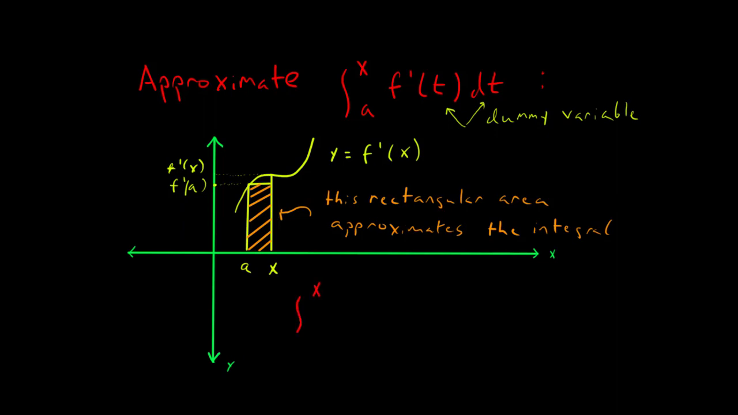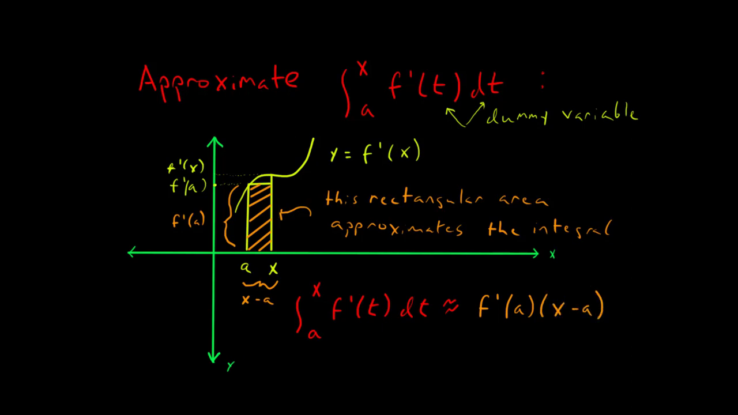It would be possible to draw the function in such a way that it overestimates. But at any rate, we can assert that the integral from x to a of f prime of t dt is about equal to, within some error, this rectangular area, which is calculated by multiplying the height f prime of a by the length x minus a. Okay? So that's the beginning of an approximation of this area.